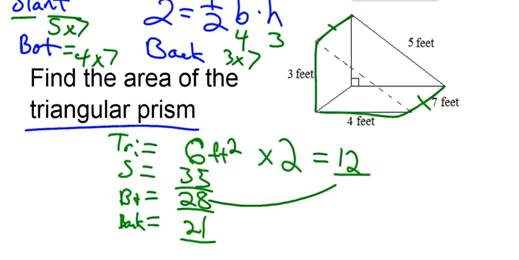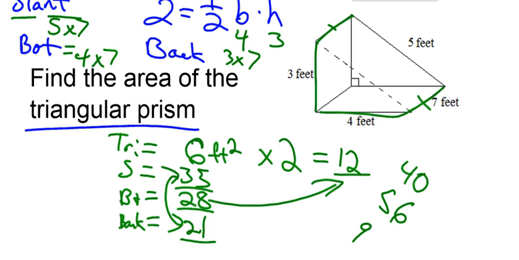Now I'm going to group these two together because 2 plus 8 gives me a 10. And so 28 plus 12 gives me an answer of 40. Then if I combine these two together, because that math is not too hard, I get an answer of 56. And then simplifying, my final answer is 96 feet squared, or total surface area.